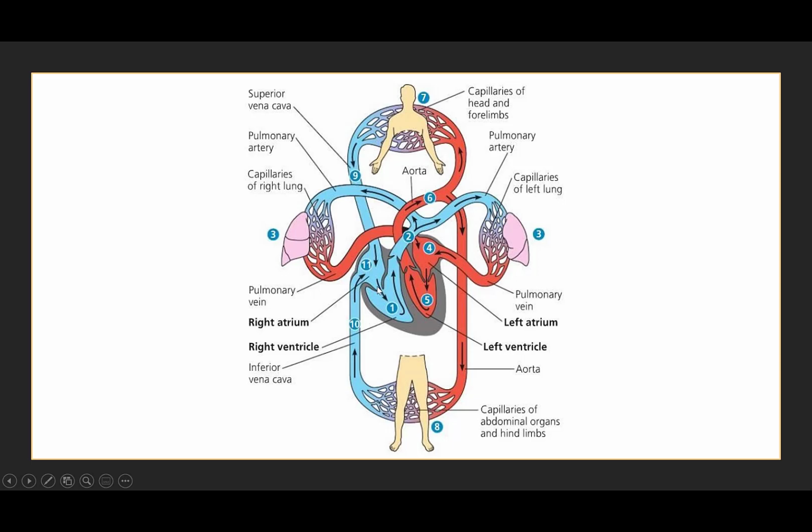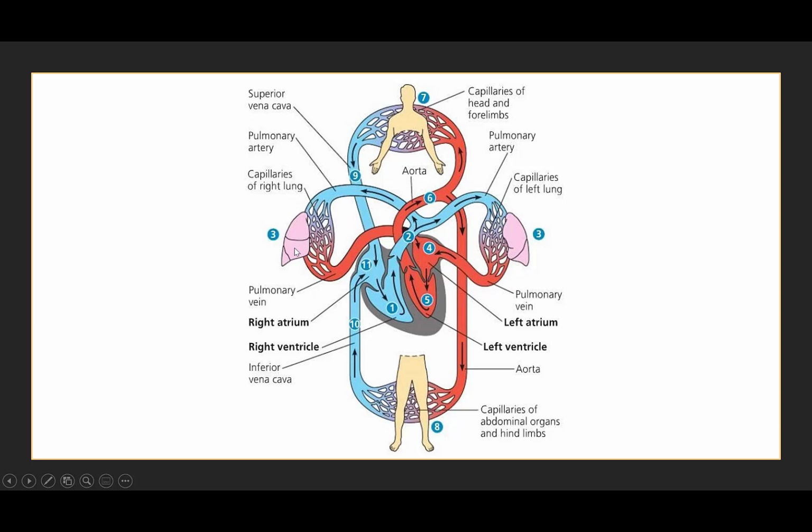There's a little valve here, which you should know what that is, and if you don't, go look it up. And that's going to go into this right ventricle. From the right ventricle, we're going to go into the pulmonary artery, which carries what type of blood? You should know the answer. And it's going to split and go into the left lung and right lung.